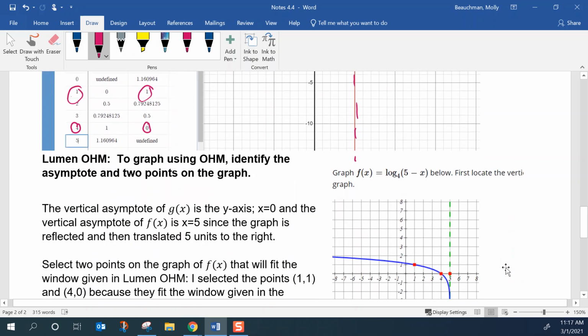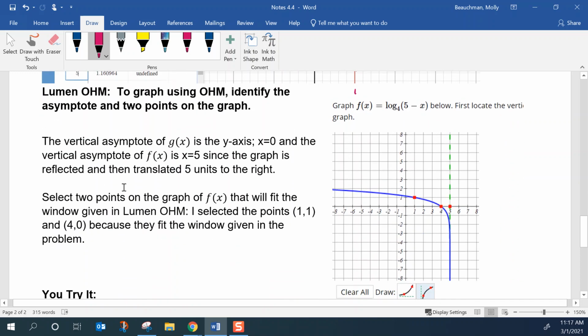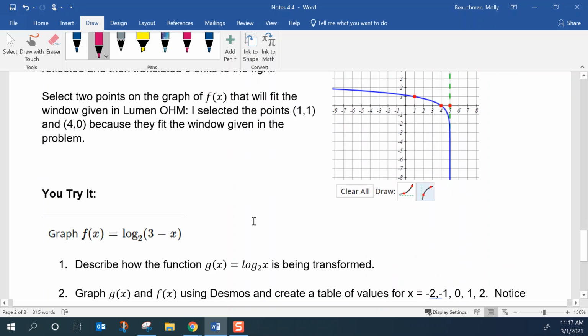So when you're in Lumen and you have to graph, notice you have to graph the vertical asymptote first. So you select vertical asymptote, click on 5, and it will draw that in. And then you click on the point (4, 0), and click on the point (1, 1), and then it will graph your function.